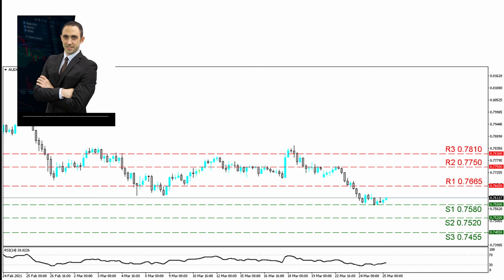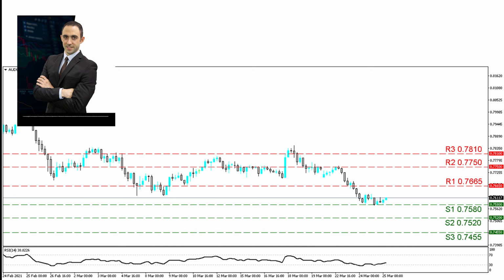0.7810 hurdle. On the contrary, if the price action continues to move downwards, then the S2 0.7520 level could come into play. Lower, the S3 0.7455 hurdle is also a possibility if the bears are willing to extend their streak. Please note, the S2 and the S3 levels were both last seen in December 2020, but remain very possible targets for traders in our opinion.